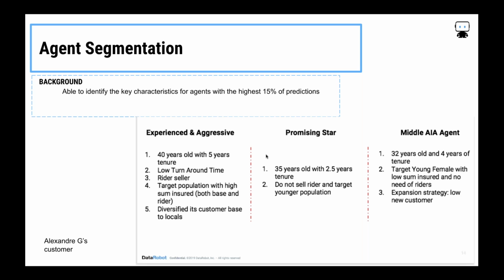Here's another example. It's pretty self-evident. They used the explanation clustering, and were able to identify some key characteristics for agents that had the highest 15% of predictions. So just think of yourself, right? You've built this model to identify agents that are likely to sell. But now you can take that information and put it into 3 different types of groups to help explain it back to the business. And then they can actually work with these groups and say, maybe these promising stars, if you can identify these, we're going to treat these people differently.